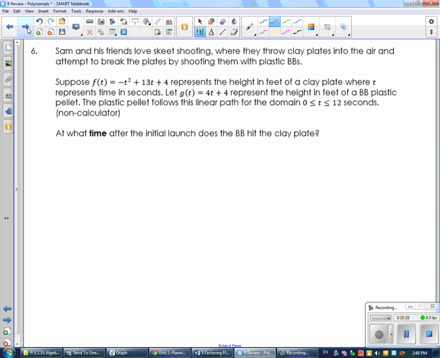Okay, number 6. We've seen this problem before, and I put it back on the test because this is going to be on your midterm, a problem similar to this. It says Sam and his friends love skeet shooting, where they throw clay plates into the air and attempt to break the plates by shooting them with plastic BBs.